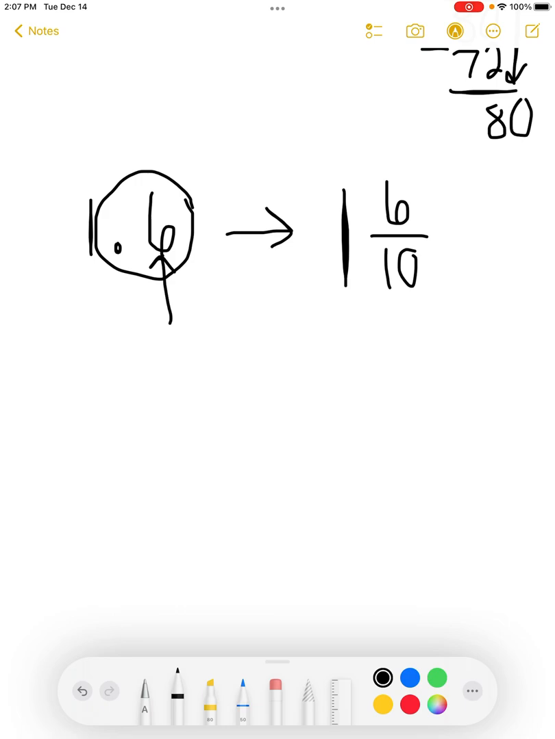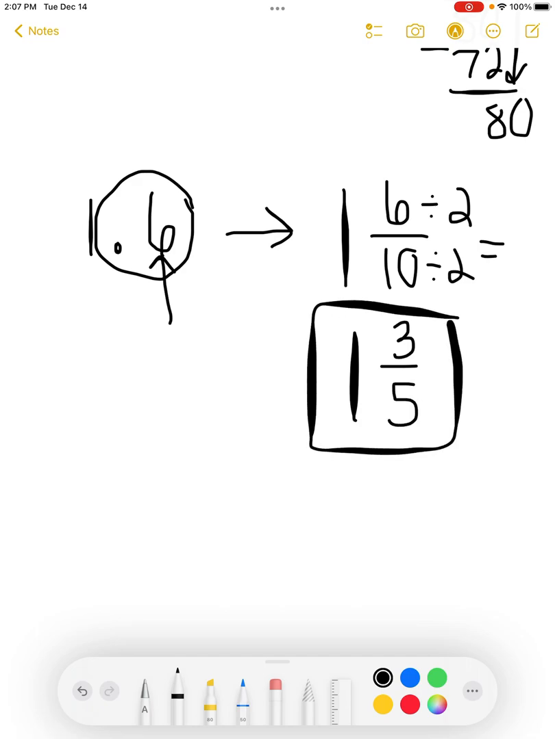What could we simplify 6/10 to? Well, both 6 and 10 can be divided by 2. That would simplify the fraction to 1 3/5. That is simplest form, my decimal converted to a fraction.